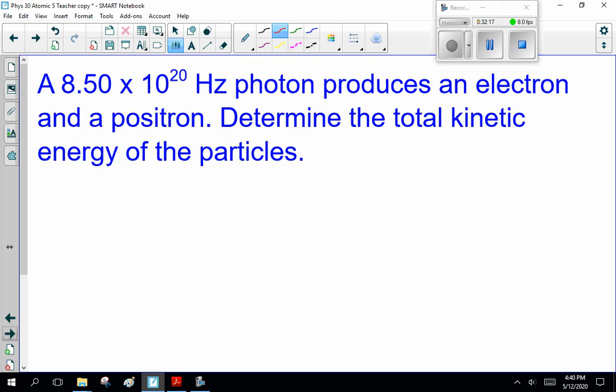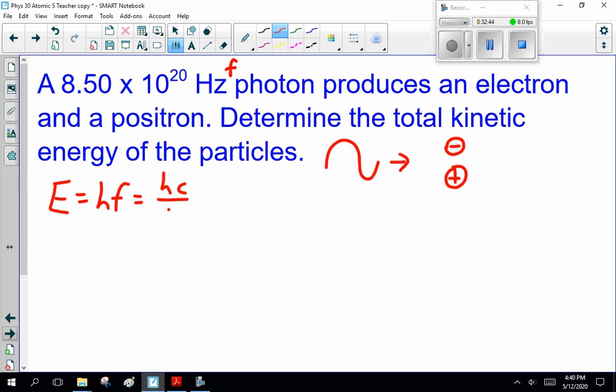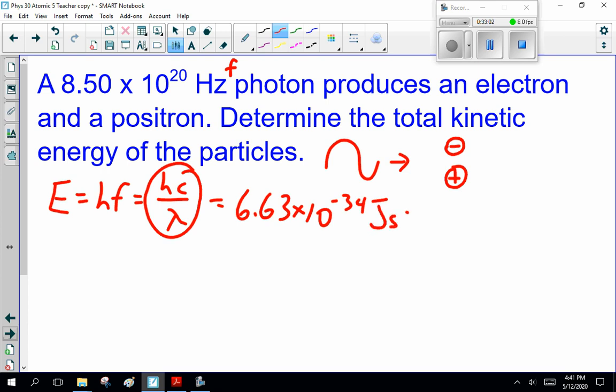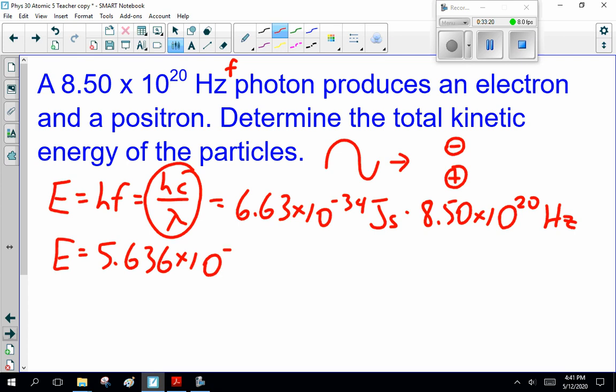Anyway, let me give you an example here. An 8.5 times 10 to the 20 hertz photon produces an electron and a positron. Determine the total kinetic energy of these particles. Here, this is frequency f. Here's the photon. It's going along. It splits up into an electron and a positron. So, E equals hf, hc over lambda. That's the equation you have to remember. Now, since we're doing hf, and this is SI units, we have 6.63 times 10 to minus 34 joule seconds times the frequency, 8.50 times 10 to the 20 hertz. The energy of the single photon is 5.636 times 10 to the minus 13 of a joule.